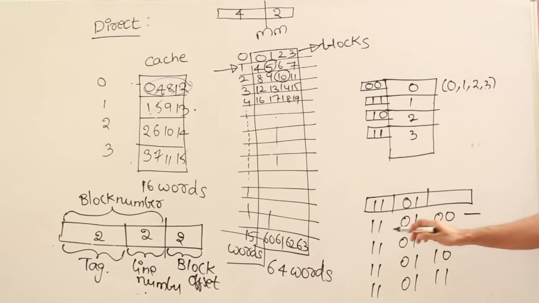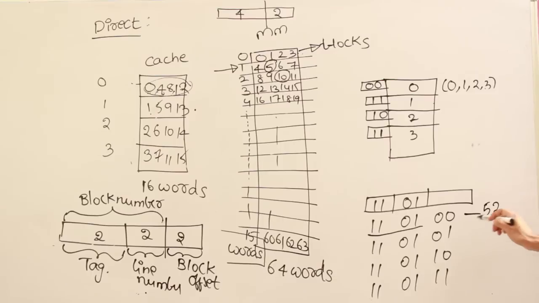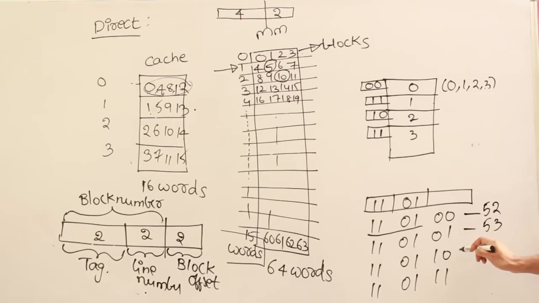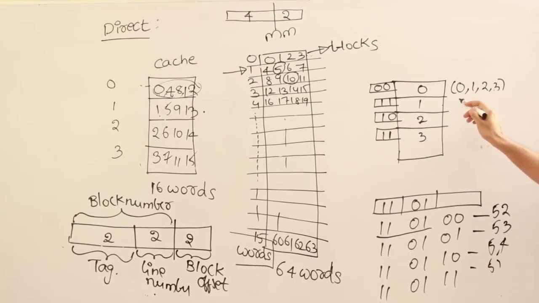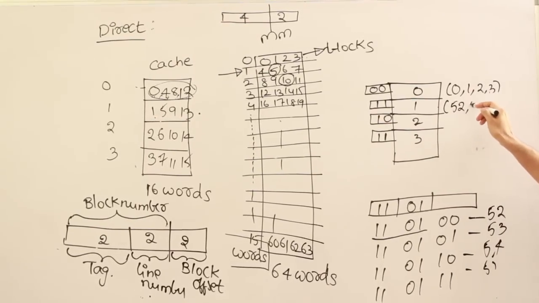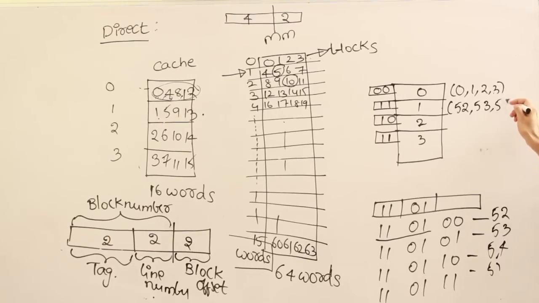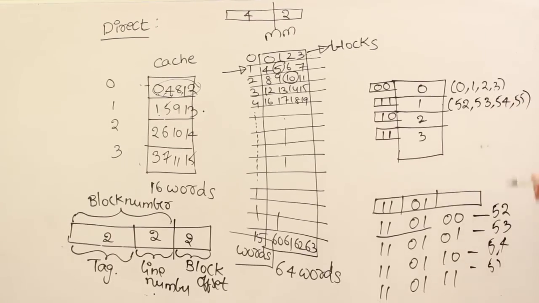11011, 110110, 110111, right? So what is this? This is 13. 1101 is 13. 13 multiplied with 4 is 52, right? It is 52, 53, 54 and 55. Therefore the words present here are word number 52, word number 53, word number 54, word number 55, right?